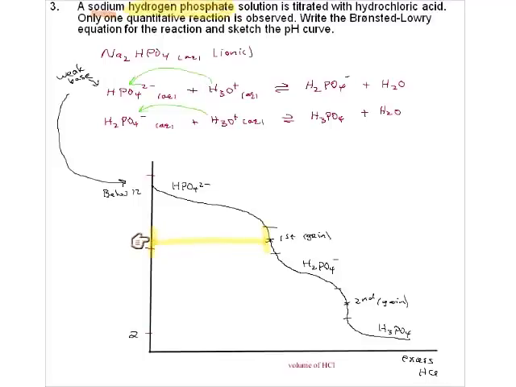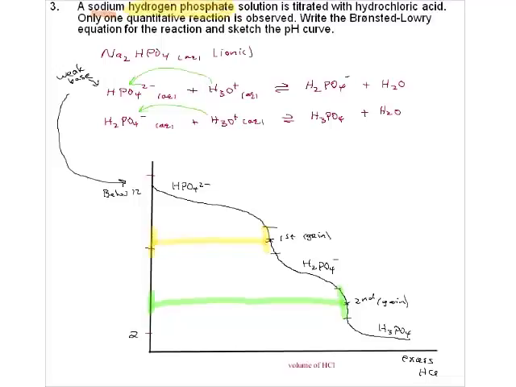And I'd have to look up my indicator table now, and if I was looking for the first equivalence point, it would have to be an indicator that changes color here. If I was looking for the second equivalence point, I would have to look for something that changes in this range right here. So I would use two distinctly different indicators to indicate which one I was looking at. All right? If I use the wrong indicator, then I may not see the right equivalence point.